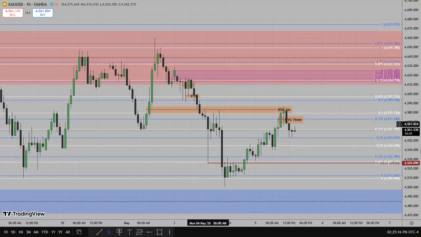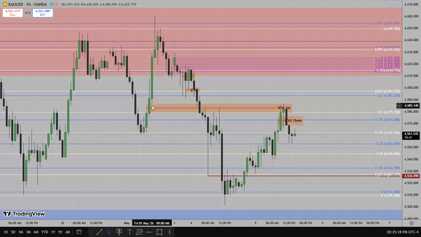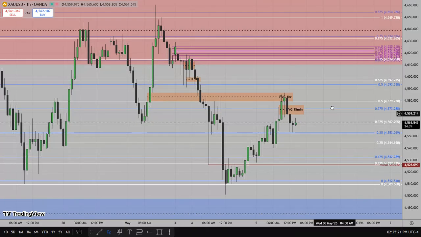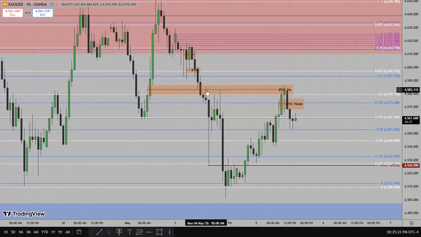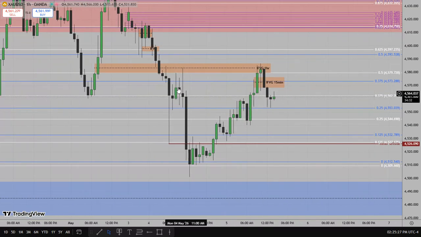So I talked about this 1 hour buy side imbalance, sell side inefficiency yesterday here, and I used it to trade the New York AM session. You can see this one here. We were short on this here, we were shorting here.